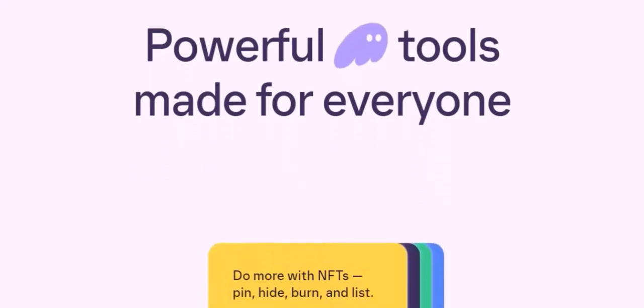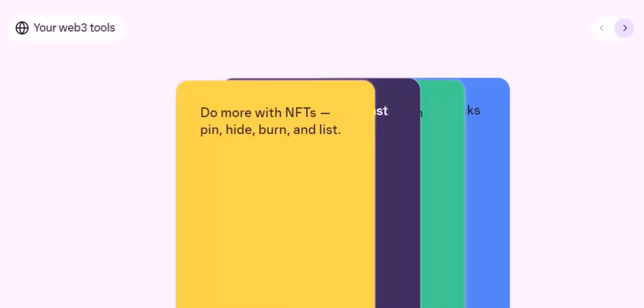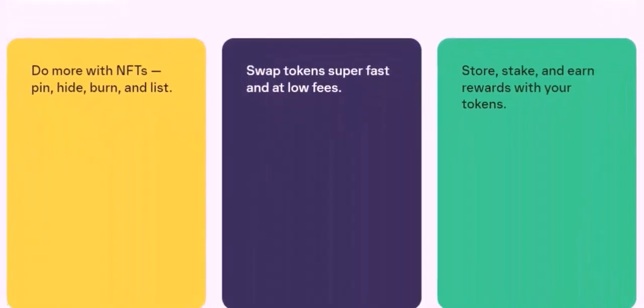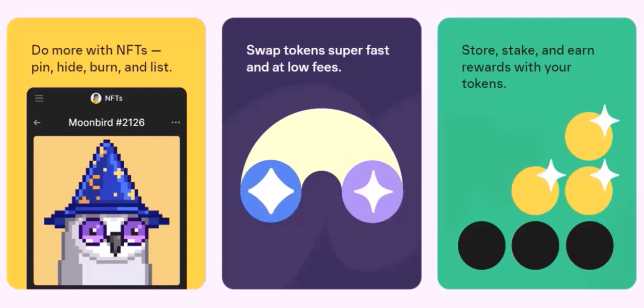So, the next time you're transacting with your Phantom wallet, remember that the small fee you see is going towards keeping the Solana network running smoothly, not directly into Phantom's pockets.